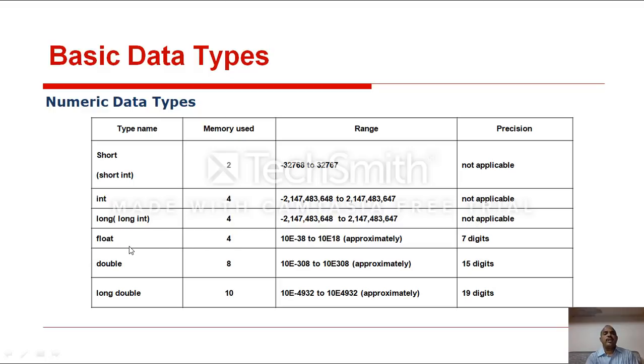Then the next one is the float data type. Float occupies 4 bytes of memory. This is the range of the float data type. Then the precision points, how many digits after the decimal point? 7 digits. Then the next one is double. Double occupies 8 bytes of memory. This is the range of the double, with 15 digits of precision. Then long double occupies 10 bytes of memory. This is the range of the long double, with precision of 19 digits. You can write this down. These are all the numeric data types already discussed in C language. I think you are very familiar.